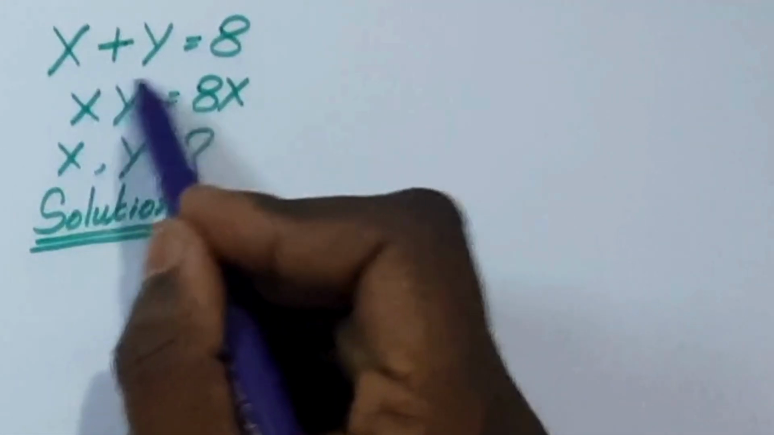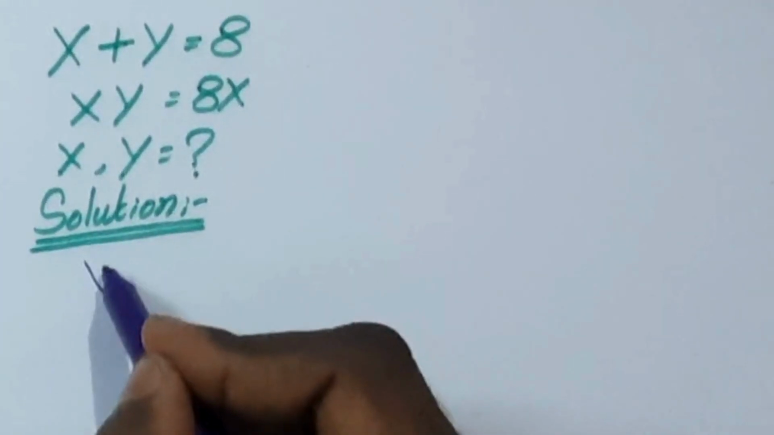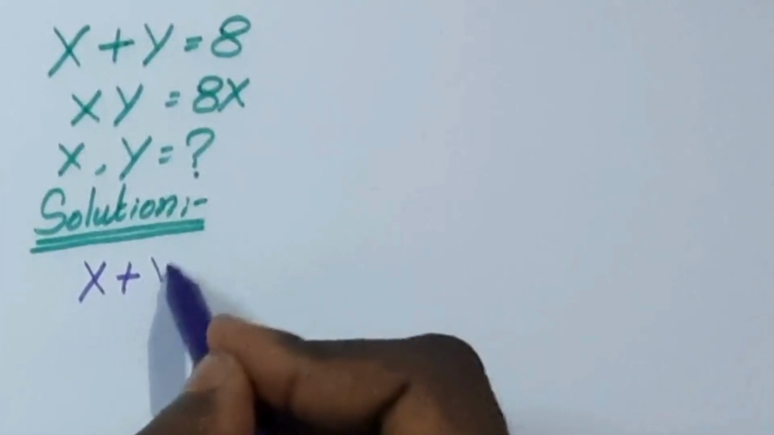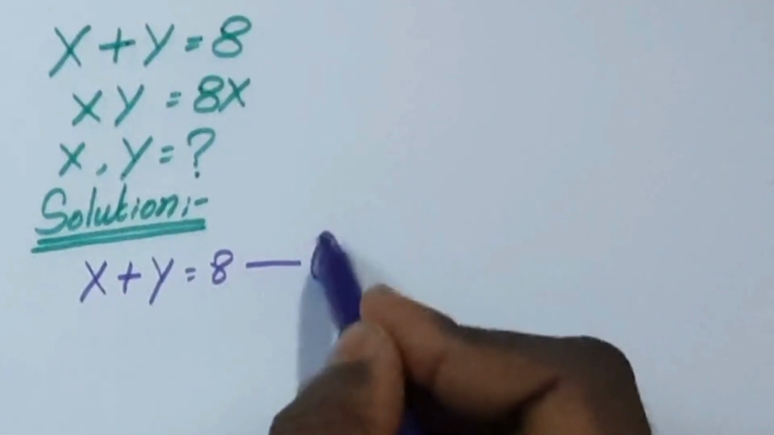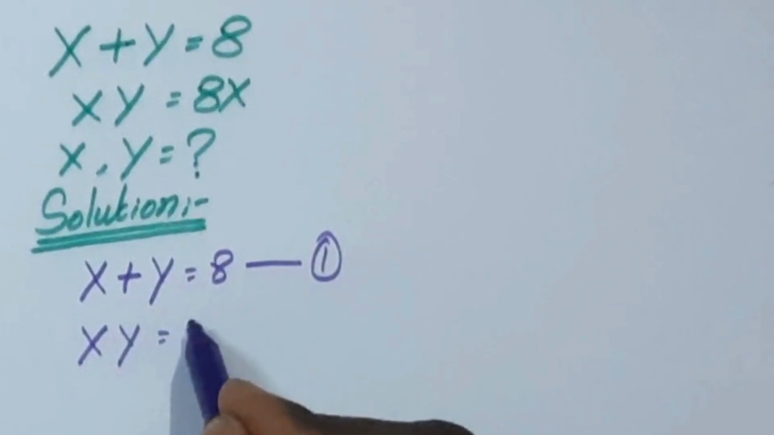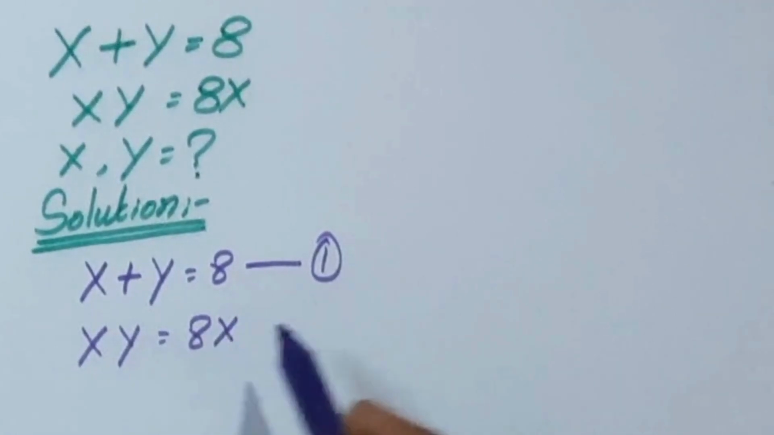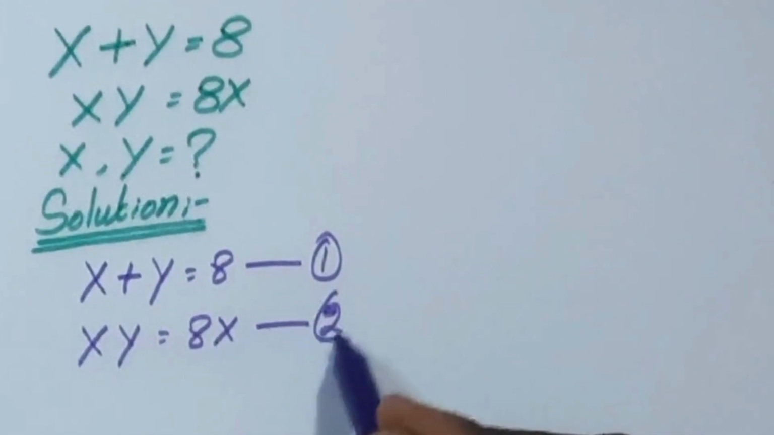Today we are going to solve this problem to find x and y. Solution: x plus y equal to 8. This is equation 1. This is xy equal to 8x. This is equation 2.